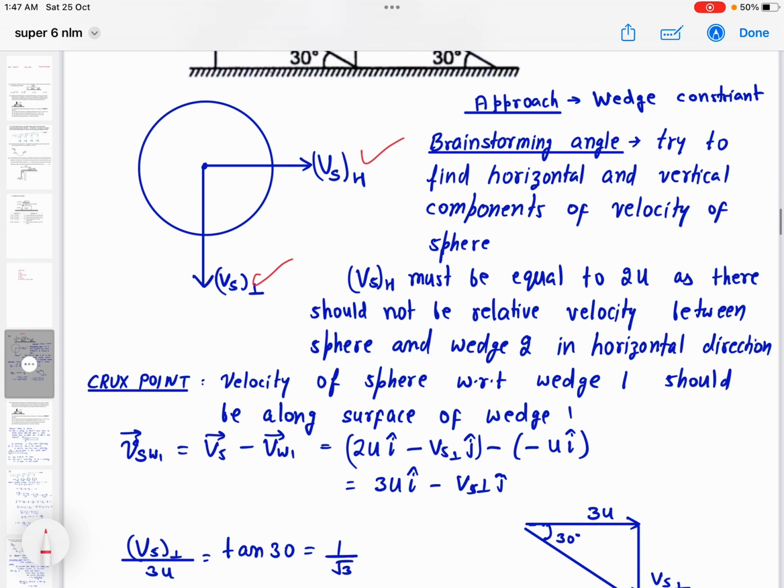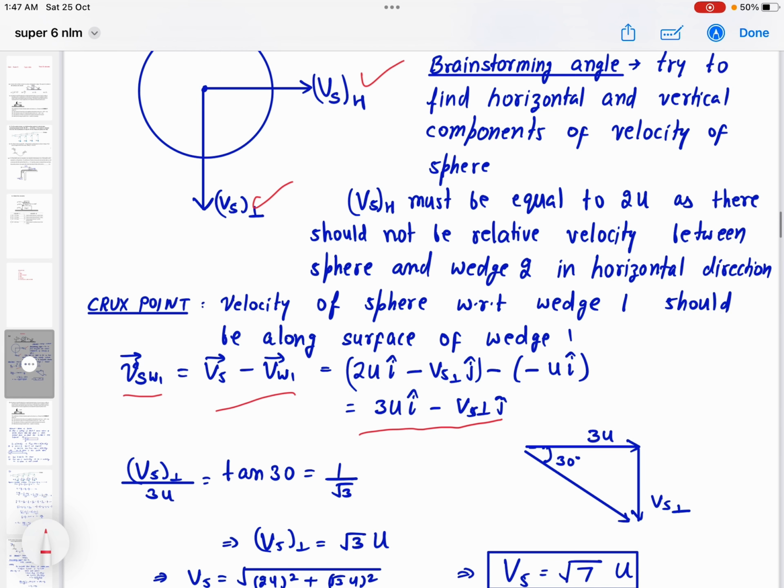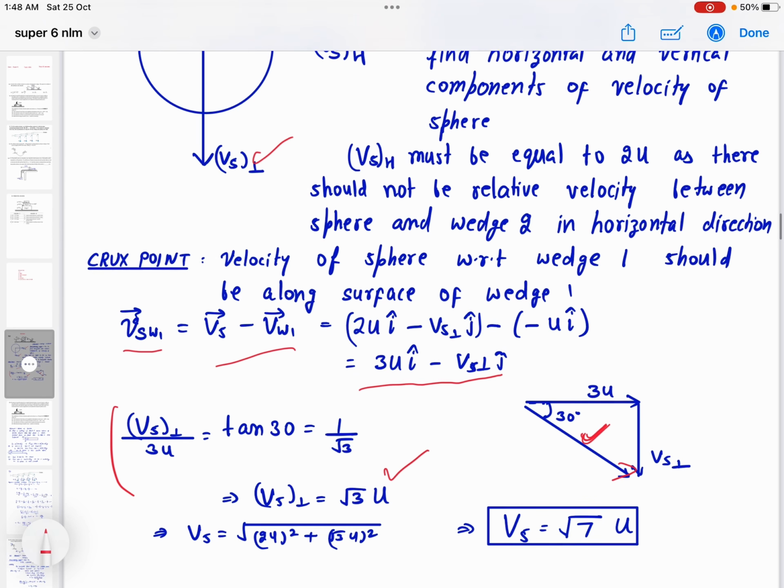So by our crux point, I am writing the velocity of the sphere with respect to wedge 1. In vector form I am getting 3u i cap and the vertical component. Now this vector must be at an angle of 30 degrees with the horizontal, because this vector represents the velocity of the sphere with respect to wedge 1. Then by this equation I am getting the vertical component also. Then the net velocity of the sphere is the square root of the horizontal component squared plus the vertical component squared. So the net velocity of the sphere we are getting is root 7 into u. That is question number 1.